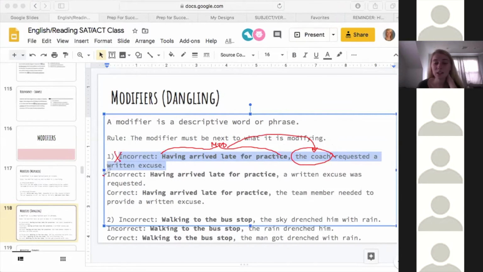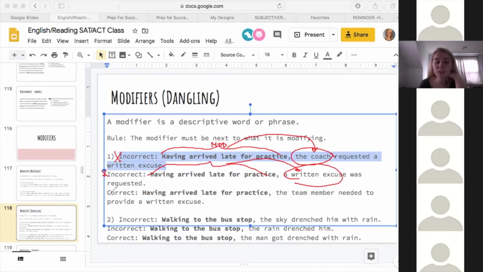Now let's take a look at the other two. Another one that's incorrect. We say, "Having arrived late for practice, a written excuse was requested." Again, this sounds good. This is something I might even say in everyday language, just speaking to a friend. But again, I don't know who arrived late for practice. "Having arrived late for practice" is still my modifier, but now it's describing the written excuse. So it's saying that the written excuse arrived late for practice, and also the written excuse was the thing requested.